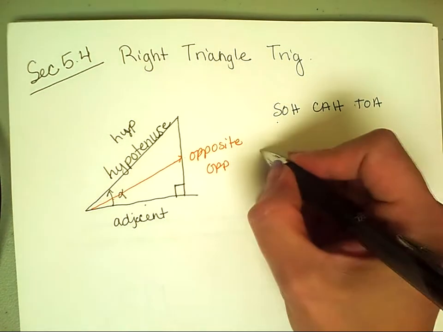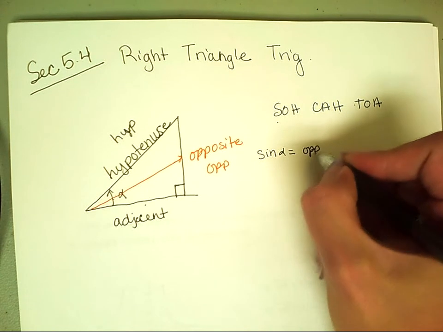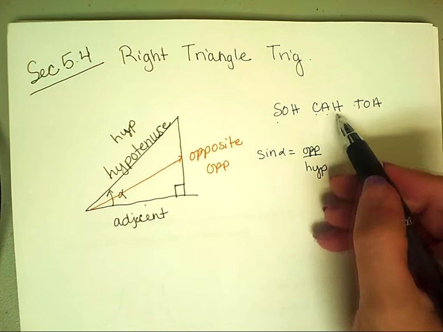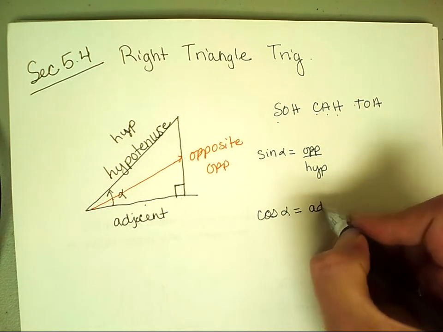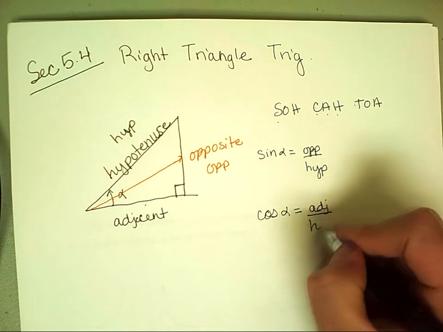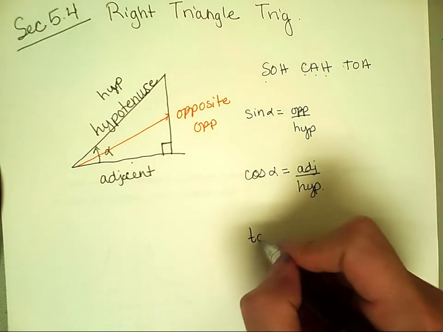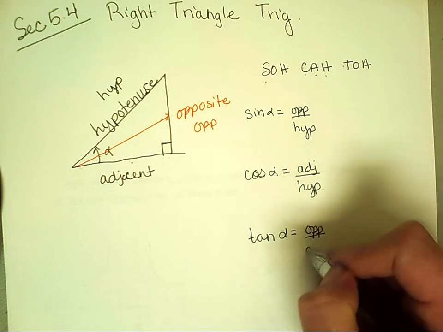So what that means then is that the sine of alpha is equal to the opposite over the hypotenuse, while the cosine of alpha is equal to the adjacent over the hypotenuse. And finally, the tangent of alpha is equal to the opposite over the adjacent.